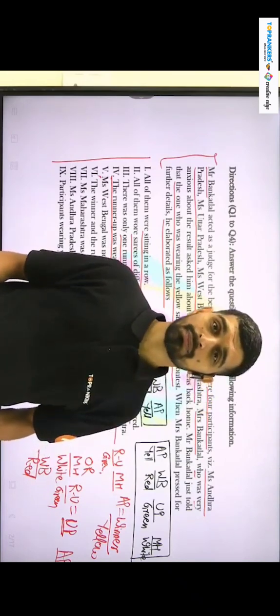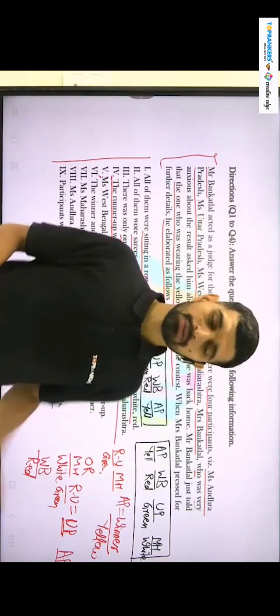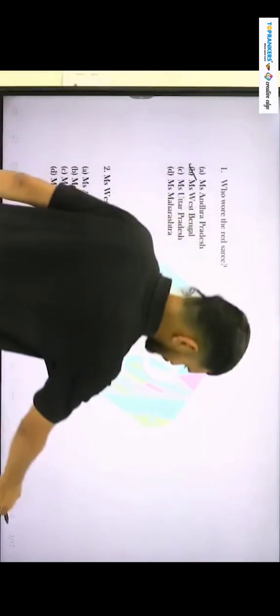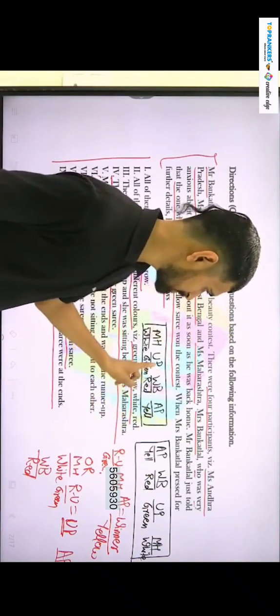Now what next? Let's solve questions. Sir, you have made the structure. What are the questions? So let's look at the questions. The very first question is, who wore red sari? We can go back and check it. See, Miss West Bengal is wearing red sari. Miss West Bengal is sitting adjacent to Miss Andhra Pradesh and Miss Uttar Pradesh. So the answer is option C, right?